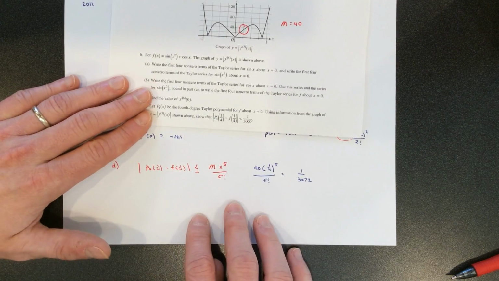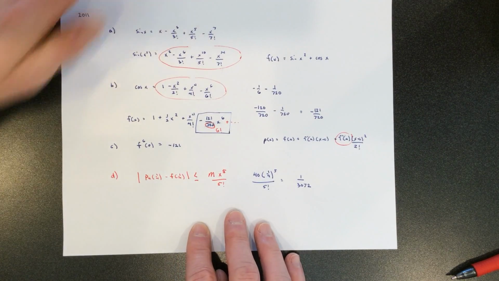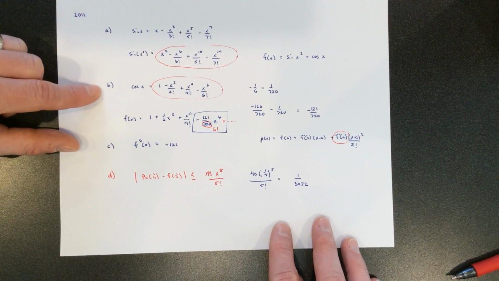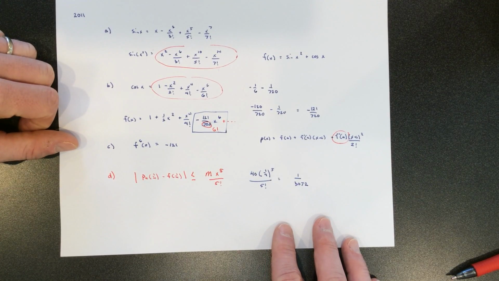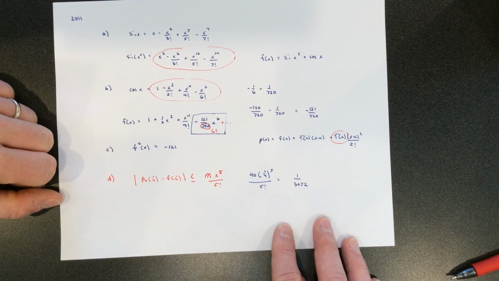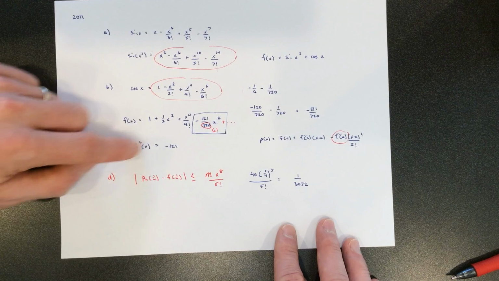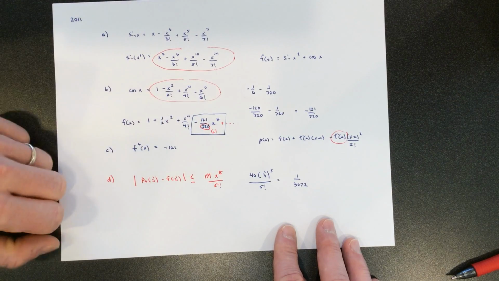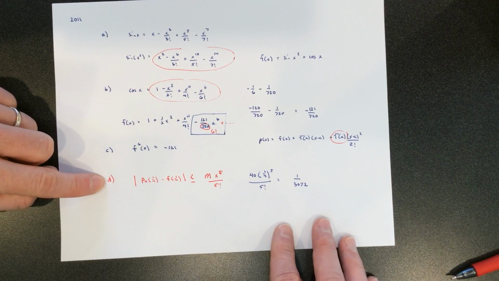Okay, so that's 2011 Taylor series. I really like part A. I like part B. I like combining these two things and getting some function and having to combine like terms. I like asking questions about the sixth derivative and you knowing that it's just that coefficient. But the error one, not a huge fan.